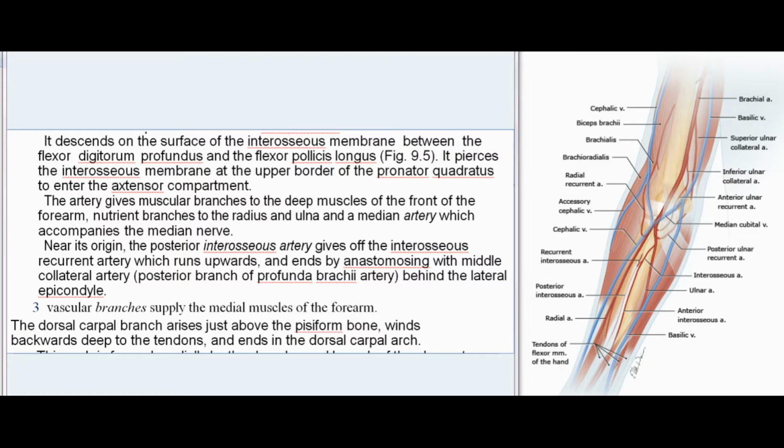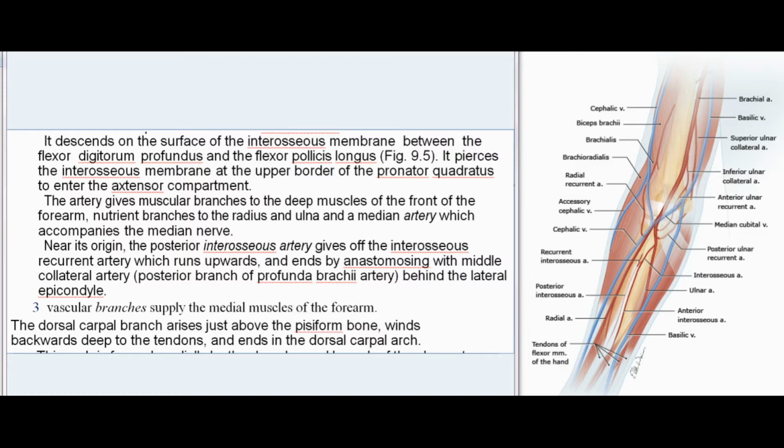Near its origin, the posterior interosseous artery gives off the interosseous recurrent artery which runs upwards, and ends by anastomosing with the middle collateral artery, the posterior branch of the profunda brachii artery, behind the lateral epicondyle. Vascular branches supply the medial muscles of the forearm.